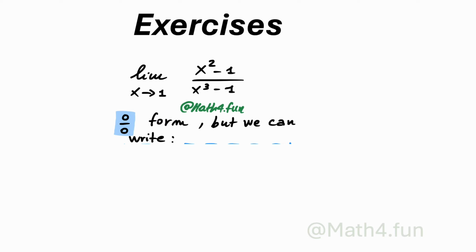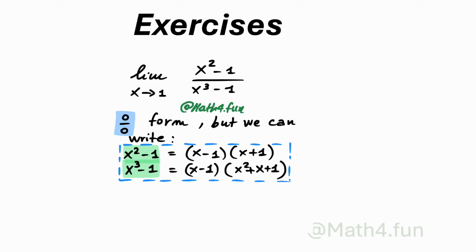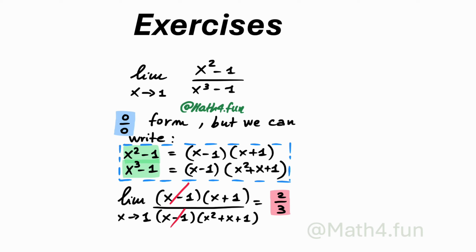I can write this expression in this way, and we have the solution because the 0 divided by 0 form is not present anymore. So with this substitution, we have 1 plus 1 and 1 plus 1 plus 1 equal to 3. So in the end, we have 2 divided by 3. This is the solution of this limit.